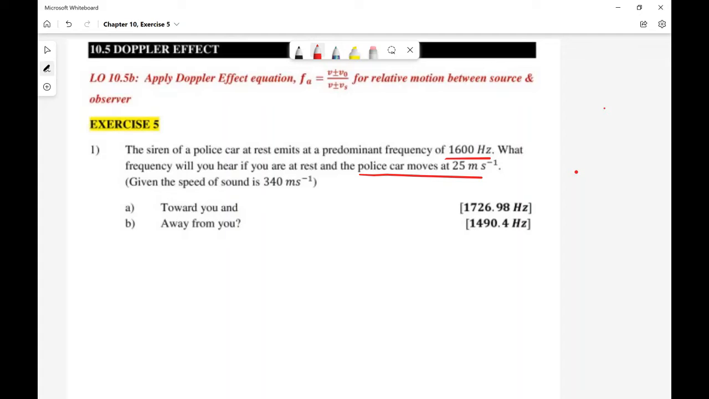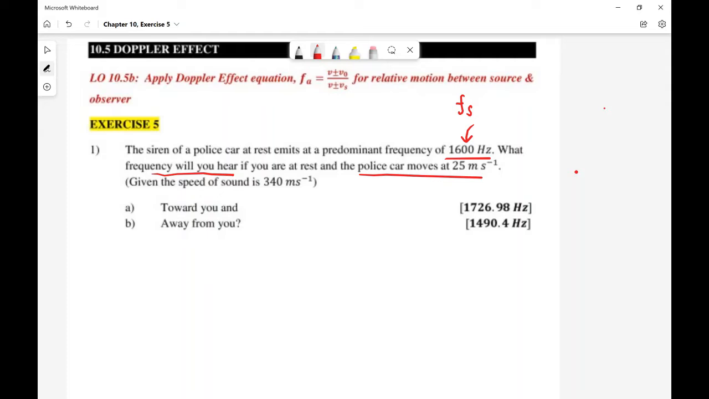Okay, so dalam soalan ni, the siren of the police car is the source of sound. Dia bagi frekuensi untuk siren of the police car at rest, 1600 Hz. Maksudnya yang ni adalah real frequency, ataupun source frequency. So simbol dia adalah Fs. Dalam soalan ni dia tanya what frequency will you hear? Maksudnya frekuensi heard by the observer.